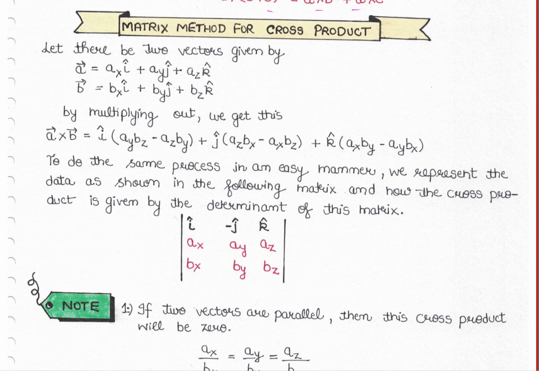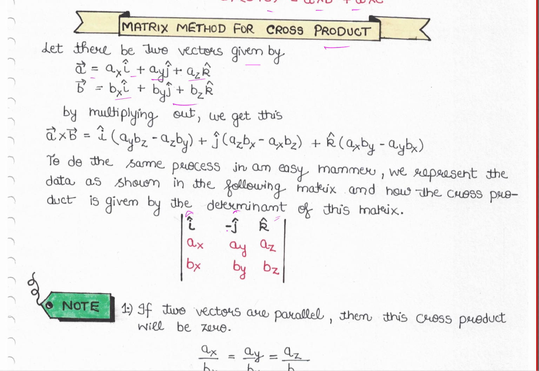Now the matrix method for cross product. Let there be two vectors given by A equal to ax i cap plus ay j cap plus az k cap, B equal to bx i cap plus by j cap plus bz k cap. By multiplying this, you can write it like this, or in a matrix form: i cap, j cap, k cap.